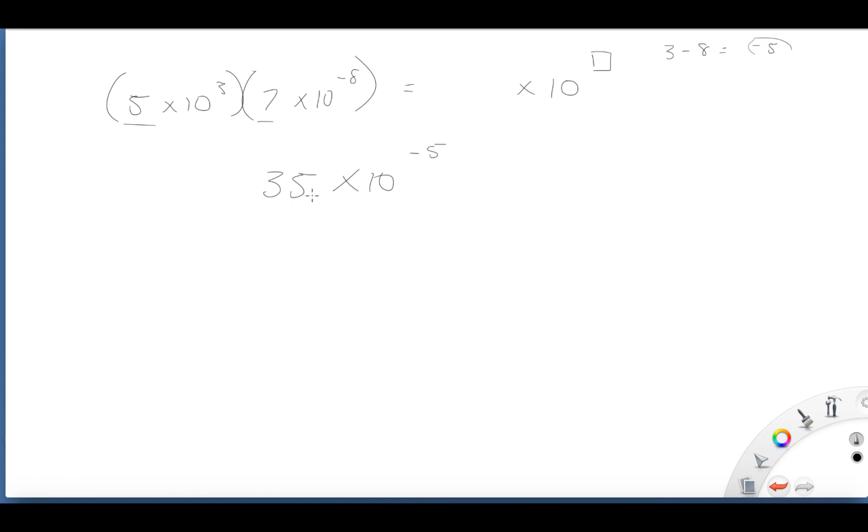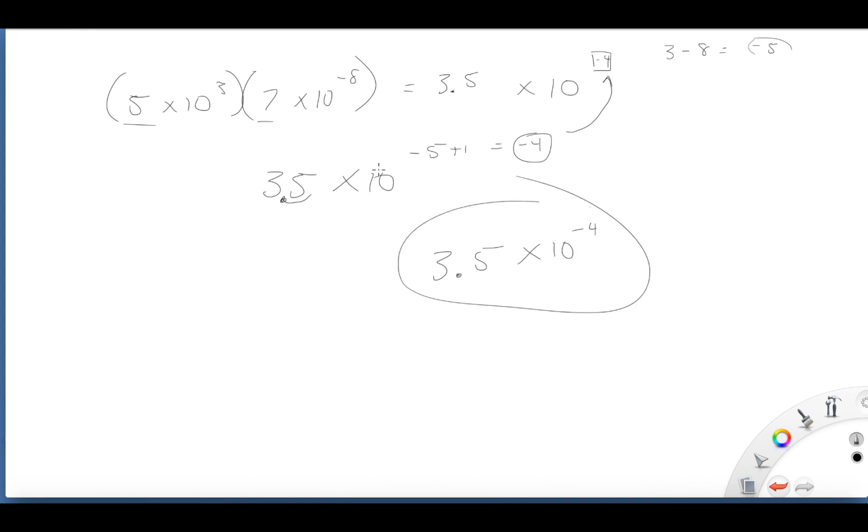But if I move my decimal over this direction, what happens to my answer? I have to add 1, right? So if I'm adding 1 to a negative, that means it's 3.5 times 10 to the negative 4th, because negative 5 plus 1 equals negative 4. There is my exponent. So my answer is 3.5 times 10 to the negative 4th power. All right, that is working in scientific notation. I hope you guys understand this, and if you don't, please ask me questions. I'll be more than happy to help.